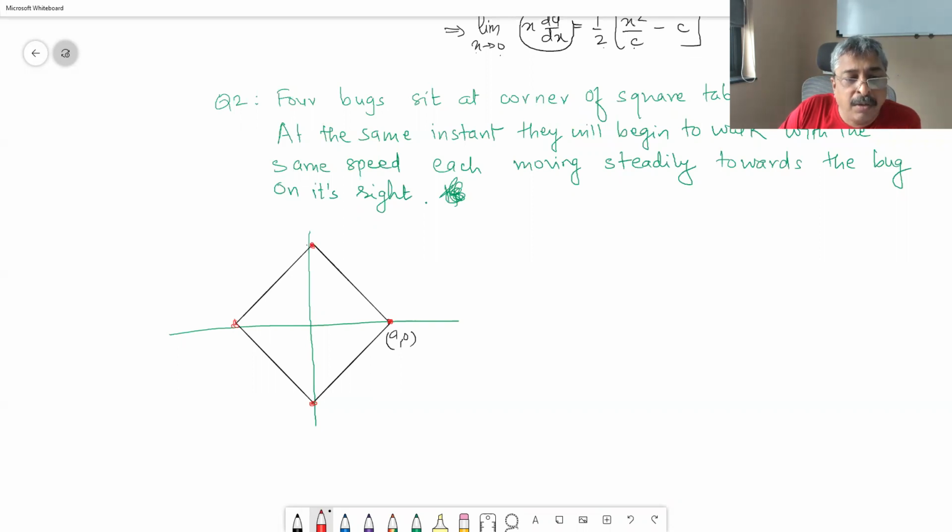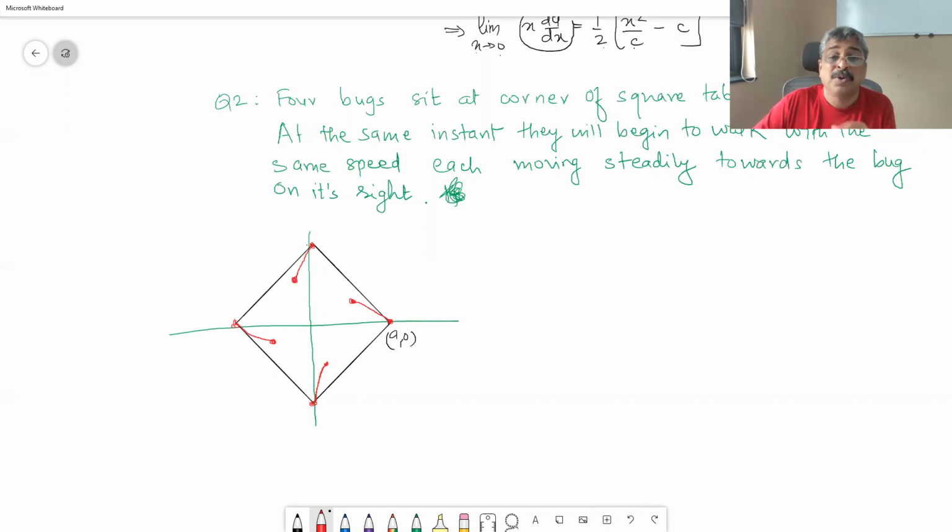So if at any time t, this bug has reached here, then correspondingly this bug will reach there. All of them will follow some symmetry. Correct? Is this correct? Yes. Am I supposed to do it like this? Okay, so now basically the XY system as well as the theta system, we are supposed to do this.